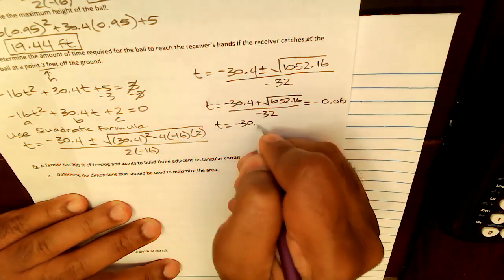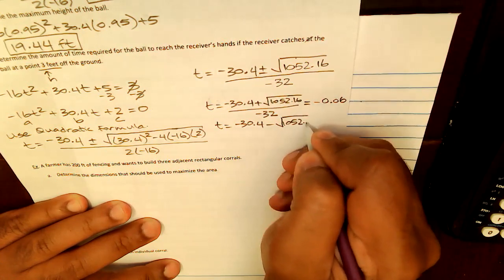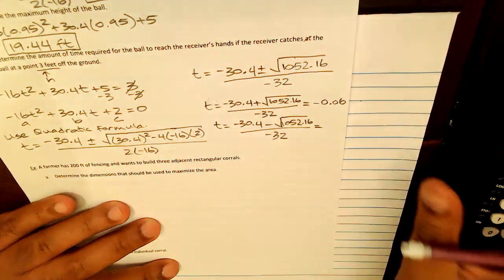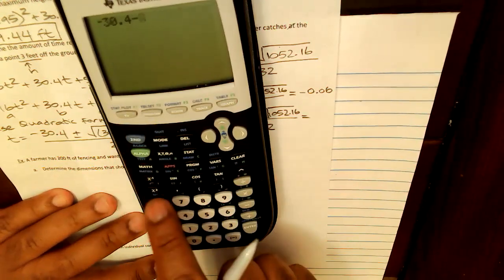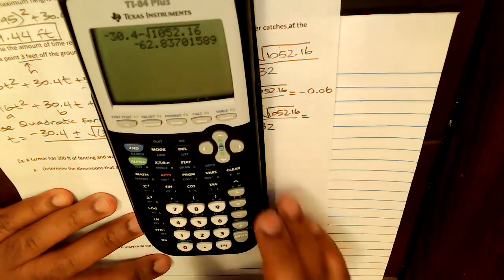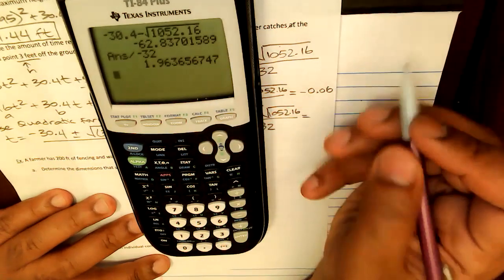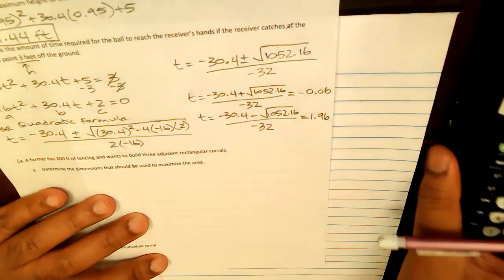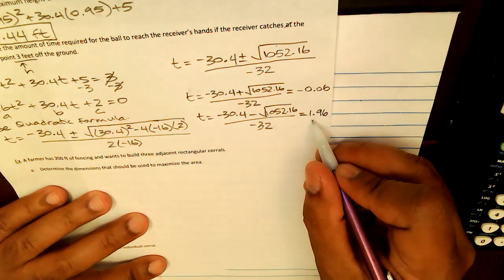And then I'm going to do it a second time where now I subtract the square root of 1052.16. So negative 30.4 minus the square root of 1052.16. I'm going to hit enter, and then divide that by negative 32. That gives me 1.96. All right, so I have two answers. One is negative 0.06 and the other one is 1.96.